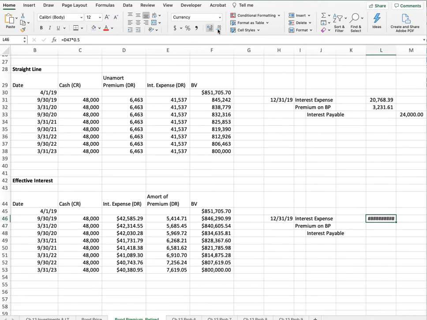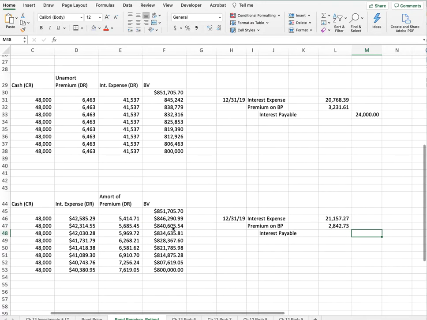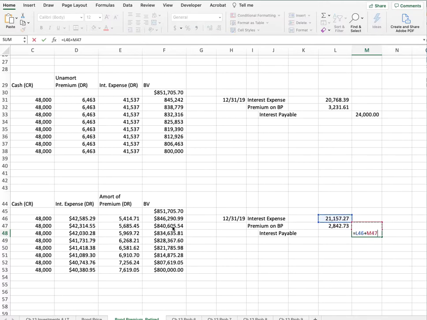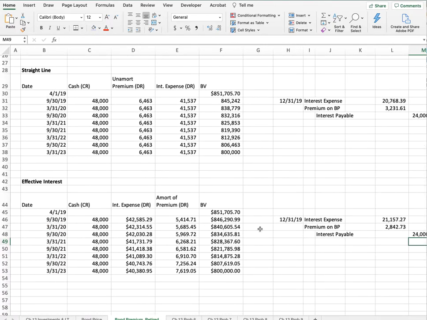Yes, we do want those two. Make this a little bit bigger. We want the 2 decimals, but we could have it common. Okay, and then the same thing, our March 31st premium divided by 2 or times 1/2, and interest payable is still going to be that same 24,000, but we can add these together to confirm that that's what we get. So I think that's simple enough.